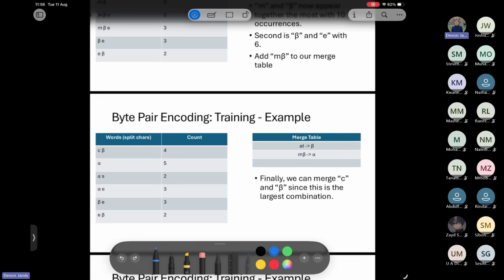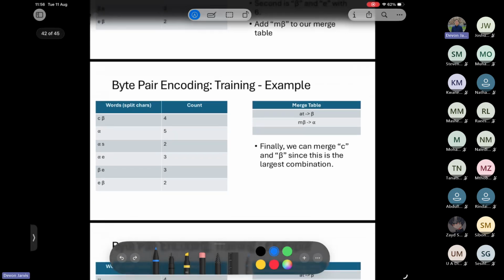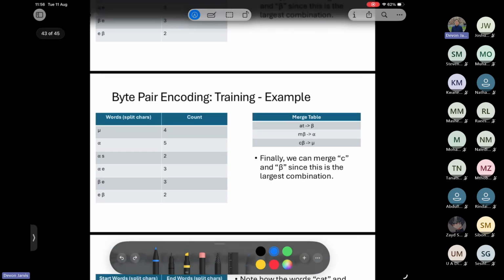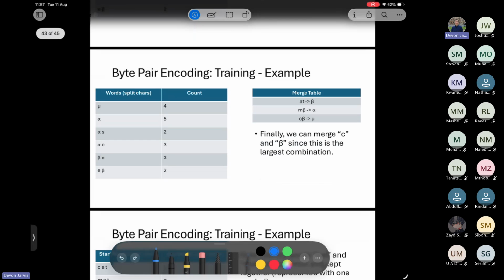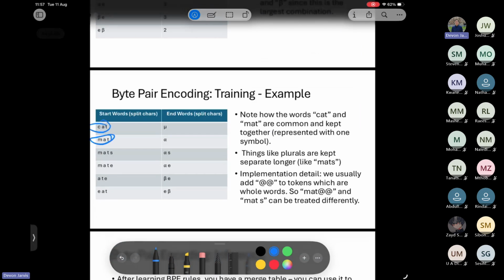This also means that BPE is deterministic. It always tokenizes the exact same way. So you can use one of the new symbols in subsequent combinings. And so then finally you can merge C and beta, since this is the new largest combination. You can go and check that, and so we get C and beta, and so now we get mu, and you end up with your vocabulary, or your words, on the left-hand side and all of your different merge tables. And what you will notice is that the word cat and the word mat became two new symbols.